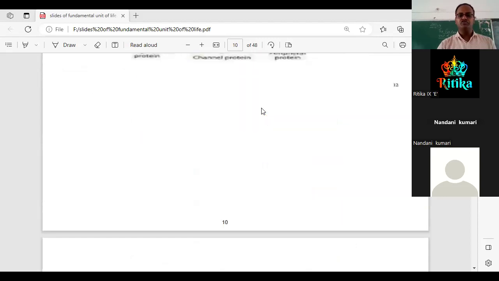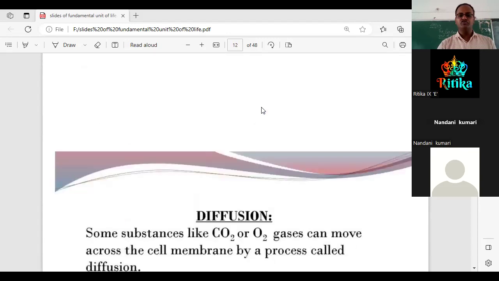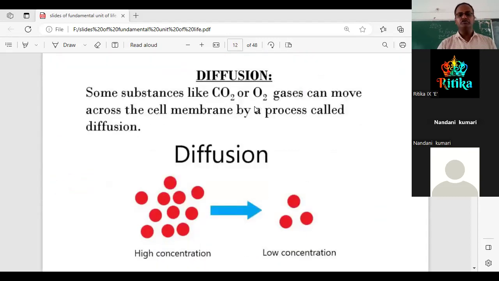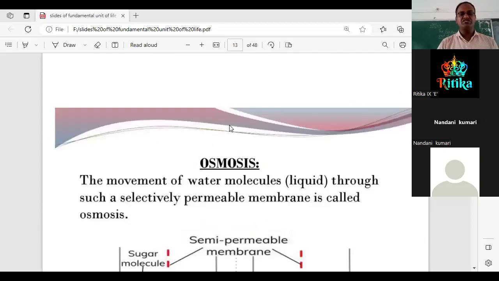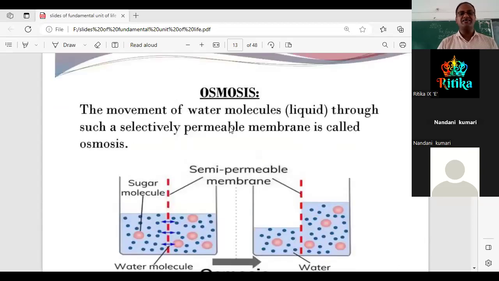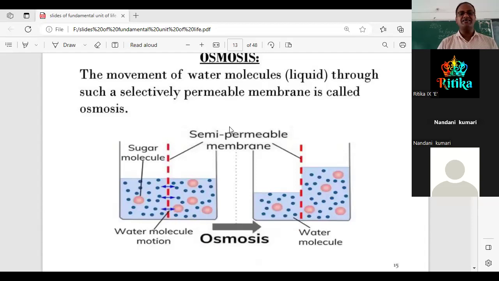Now, students, we are going to the next cell organelle. But before that, let me discuss some processes, diffusion and osmosis. Diffusion is applied for the gaseous medium, and it is a process by which gases move from the region of high concentration toward the region of low concentration. Osmosis is applied for liquid medium, again from high concentration toward low concentration, through a semi-permeable, or selectively permeable, membrane, but only for liquid molecules.